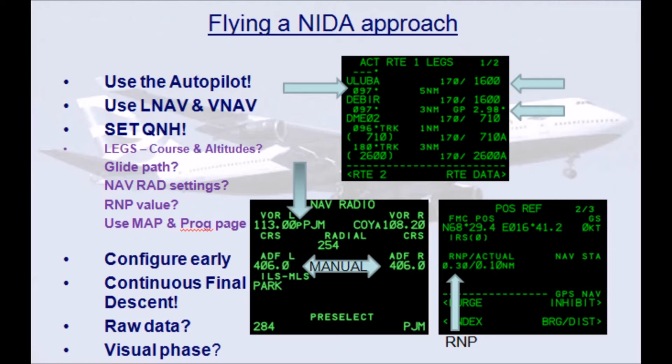Now the big one is to make sure you set the QNH. The barometric procedures in the FMC know nothing at all about where the ground is. They simply rely on whatever reference you put in for the QNH. If you put in the wrong QNH, it will fly the whole procedure at completely the wrong altitude. So it's very important you get that right.